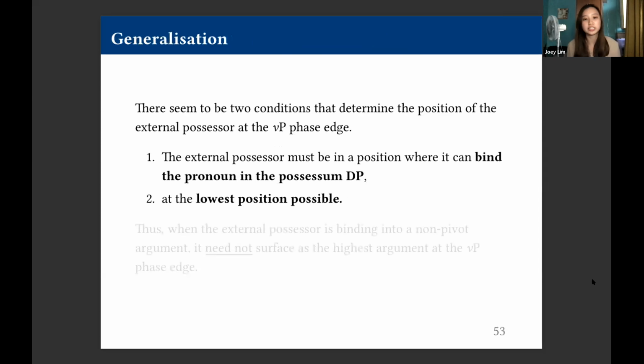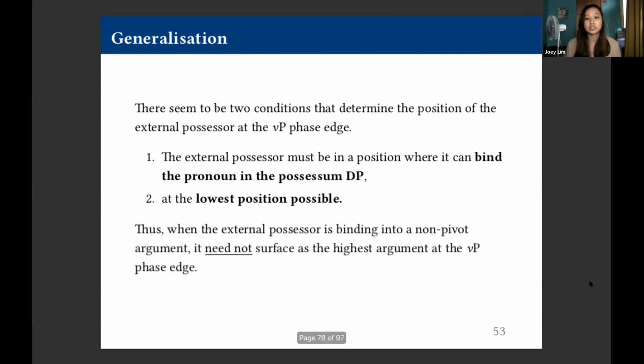Thus, from these four cases, we see that the external possessor must be in a position where it's high enough to bind the pronoun in the possessum DP, but it must do so at the lowest possible position. Thus, when we have the external possessor binding into a non-pivot argument, the external possessor does not need to be the highest argument at the LeoVP phase edge, because it just has to be high enough where it can bind the pronoun in the possessum DP.